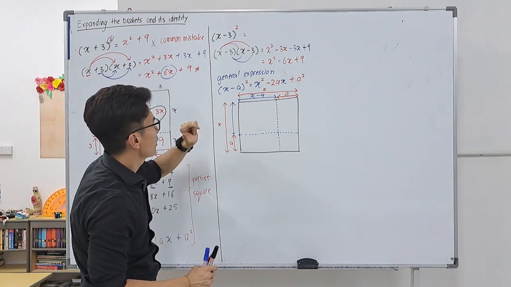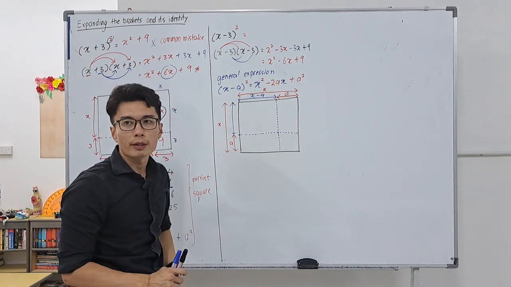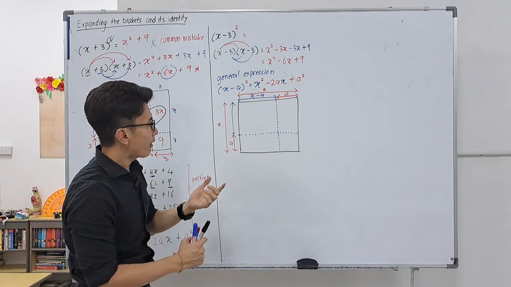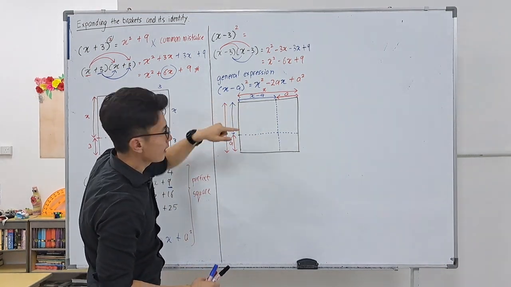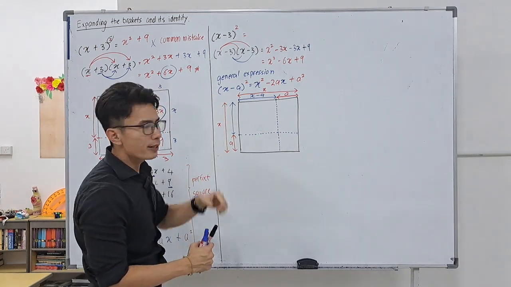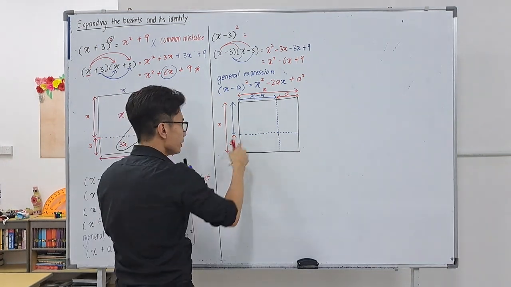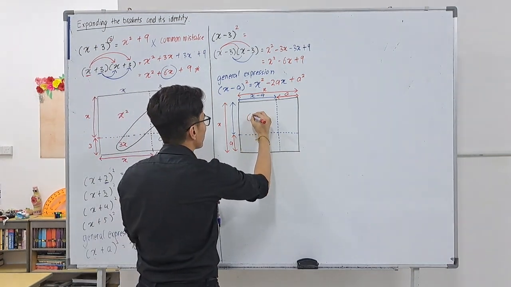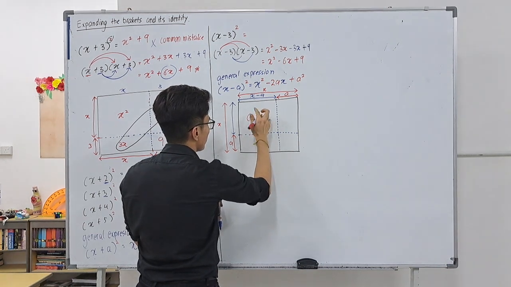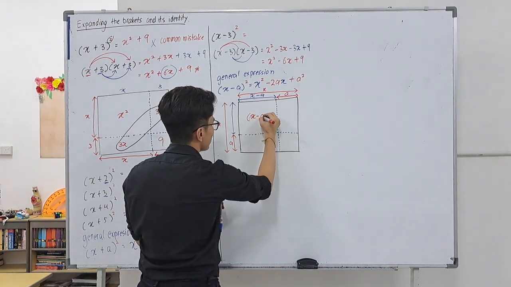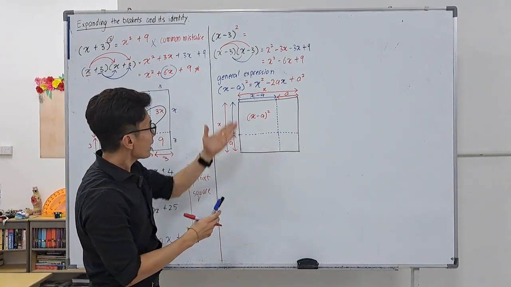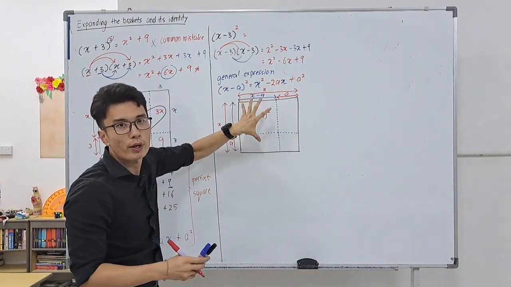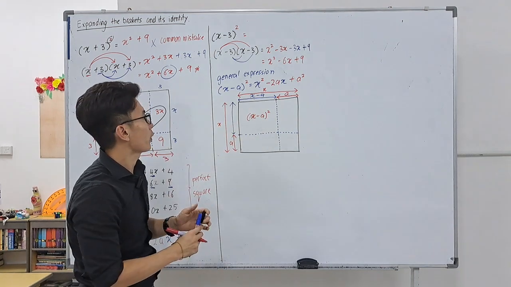Can we find what's (x minus a) squared in this diagram? So we have identified that this length is x minus a, this length is x minus a. So (x minus a) squared is this guy over here, right? This whole thing is (x minus a) squared. So again, we are dealing with a perfect square over here.